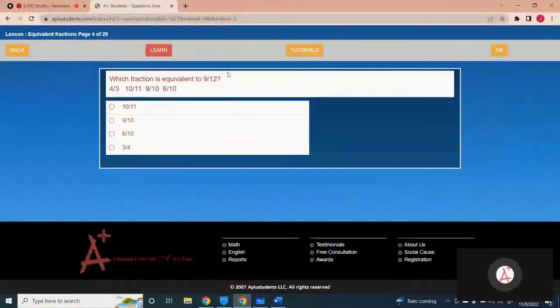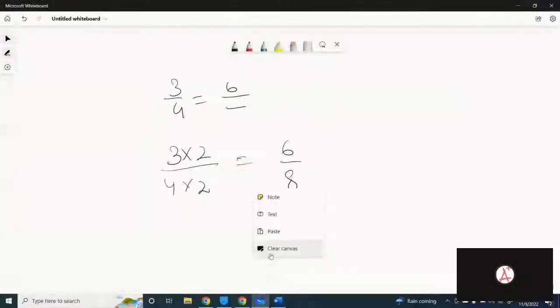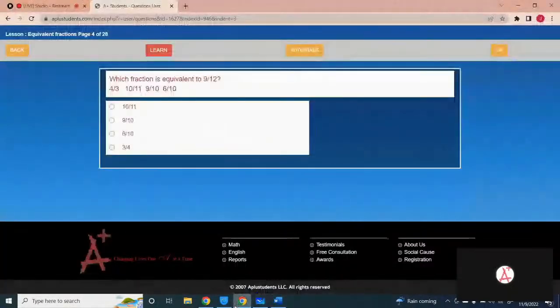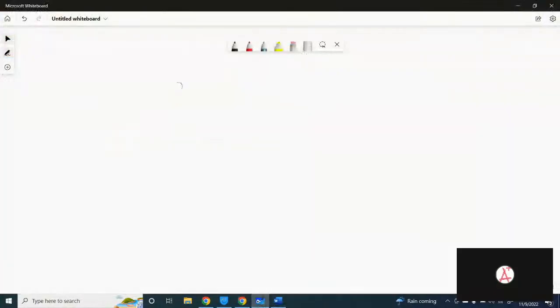Okay, what fraction is equivalent to 9 over 12? The options are 10 by 11, 9 by 10, 6 by 10, and 3 by 4. Which option is the correct one? 9 over 12. The correct option is 3 over 4. Got it?